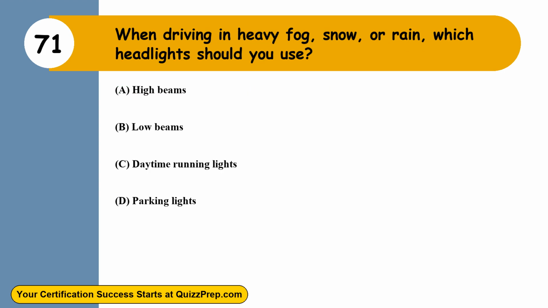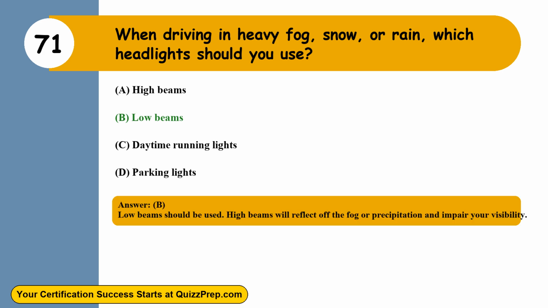Question 71. When driving in heavy fog, snow, or rain, which headlights should you use? Option A. High beams. Option B. Low beams. Option C. Daytime running lights. Option D. Parking lights. The correct answer is option B. Low beams. Low beams should be used. High beams will reflect off the fog or precipitation and impair your visibility.